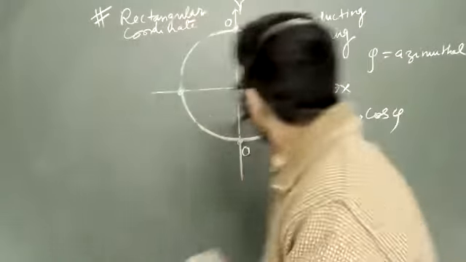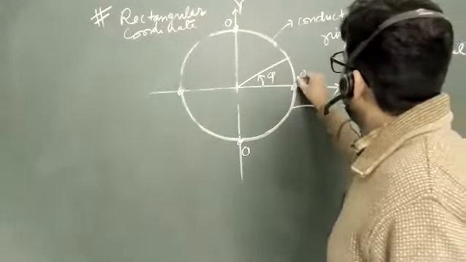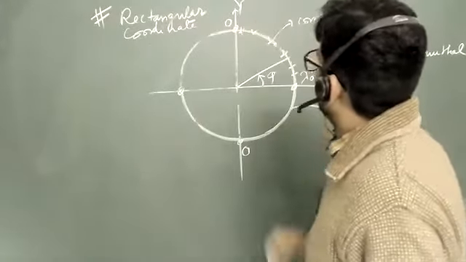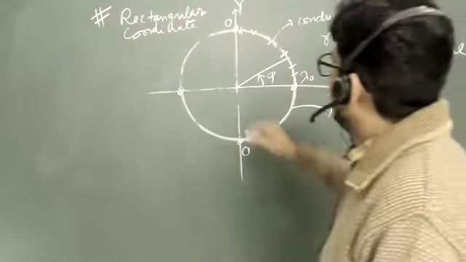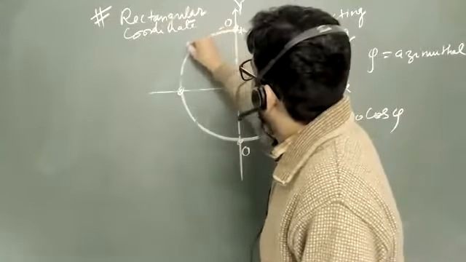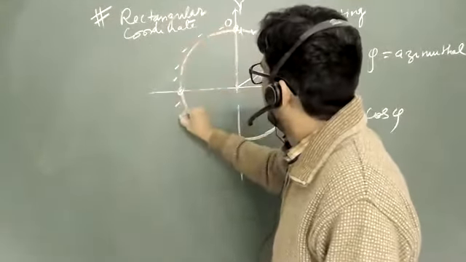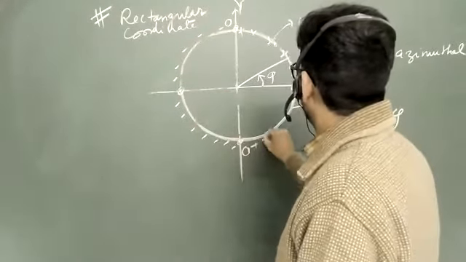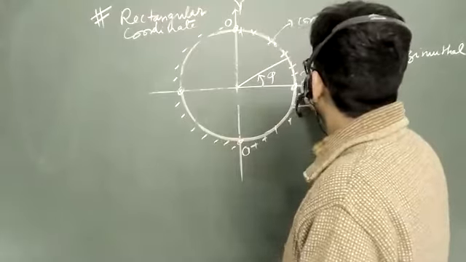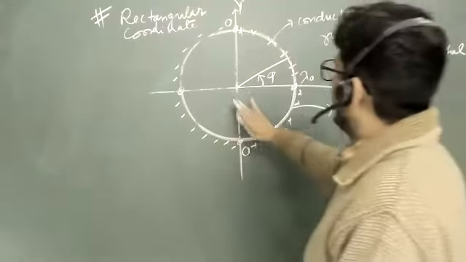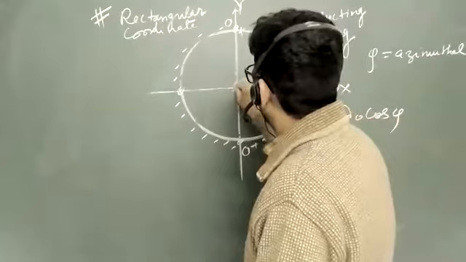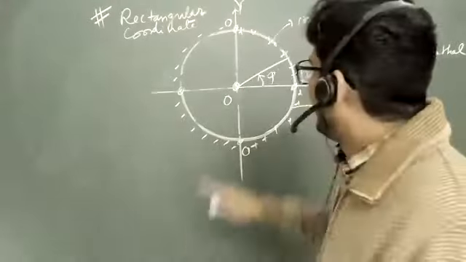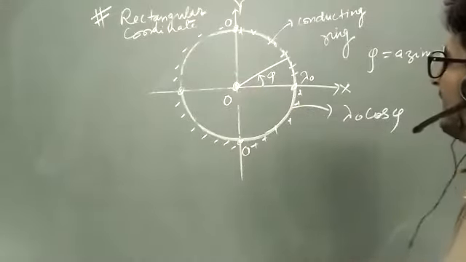Now tell me, from this side it will be positive, positive, positive, positive, positive. And this side it will become negative, negative, negative, negative, negative, negative. And again it will become positive. Am I correct up to this? And now I want the electric field at O. I want the electric field at this point O.